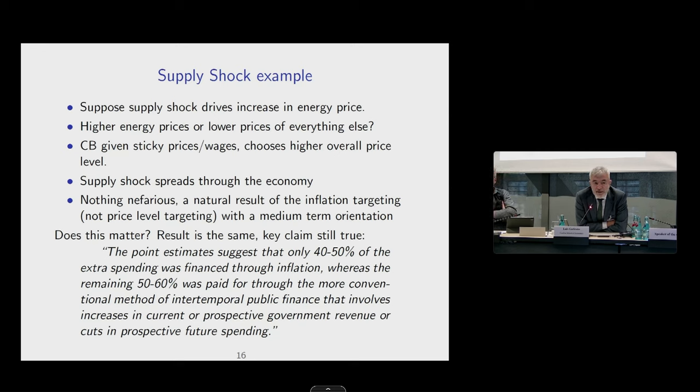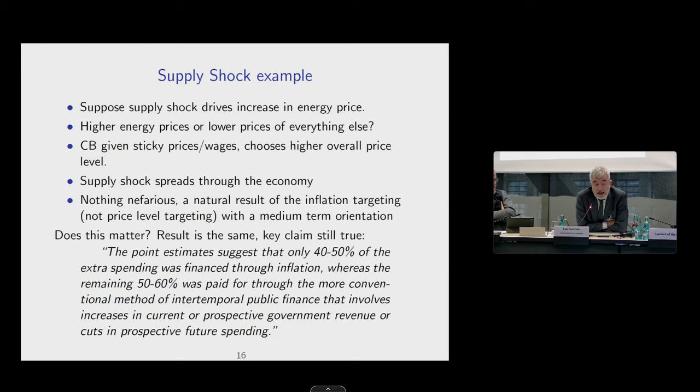Okay, so think through it. The key claim, I think, and I put this on the table for Francesco and you all to discuss, is that the point estimate that 40-50% of the extra spending was financed through inflation seems to be still true.